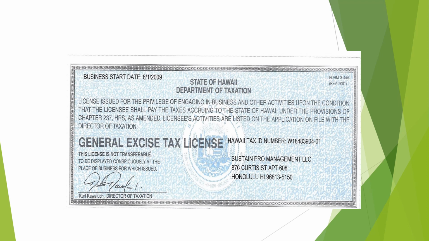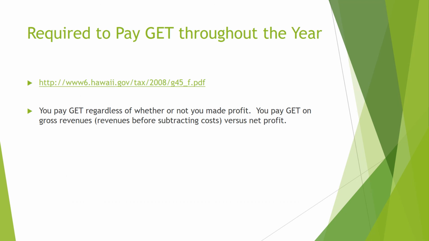This is a picture of the actual general excise tax license. If you go into restaurants, you'll see this posted a lot of times. If you're doing business, you are required to be able to show this document at all times. And then you're also required to pay general excise tax throughout the year. We'll talk more about this when we get into the financial statements and bookkeeping modules.